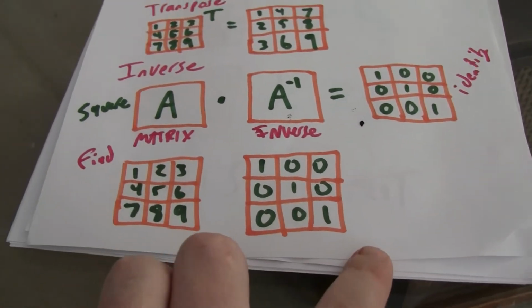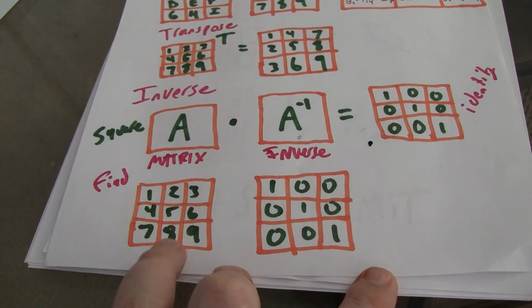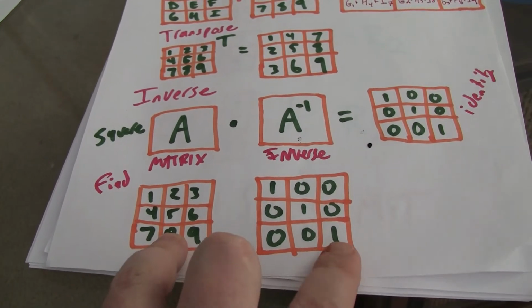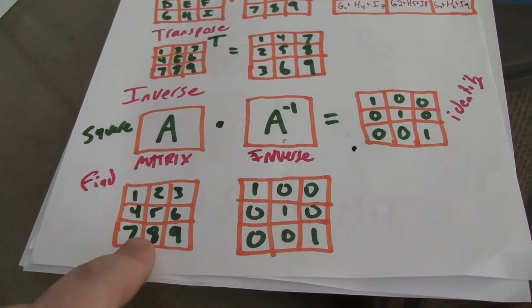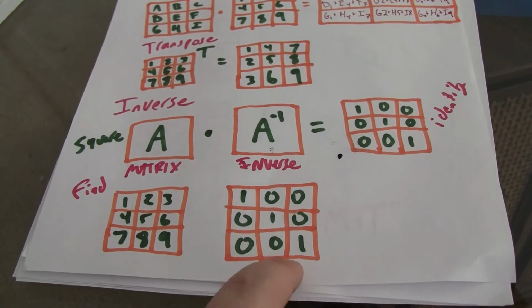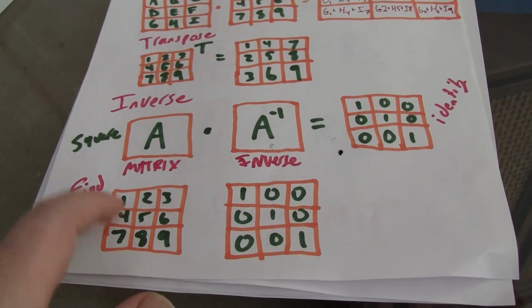And then we're also going to have an identity matrix. Whatever we do to the original matrix to turn it into an identity matrix, we also do to the identity matrix. And when we're done, this one will look like an identity matrix, and this one will be the inverse of the original matrix.